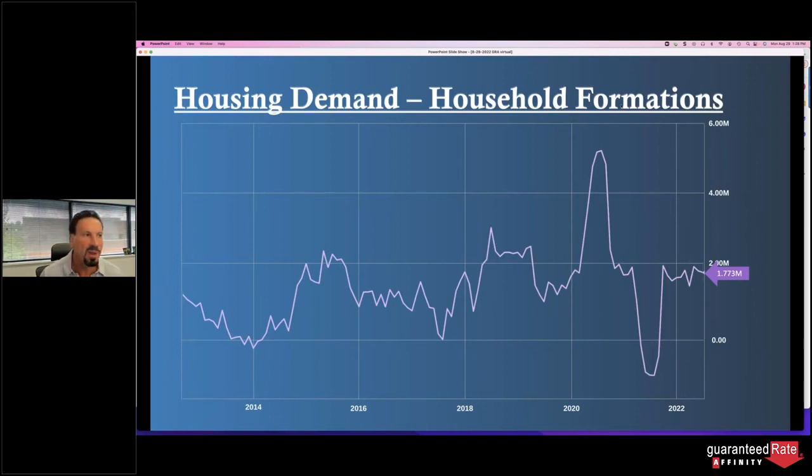Those are household formations. And in the United States, right now, the amount of household formations is about 1.7 million per year. And if you look at it, it's been pretty steady like this all the way since 2015. It's been around this range. You take out the COVID situation, which causes this noise, and it's been pretty much right around this area, about 1.7 million households. So that's your demand.